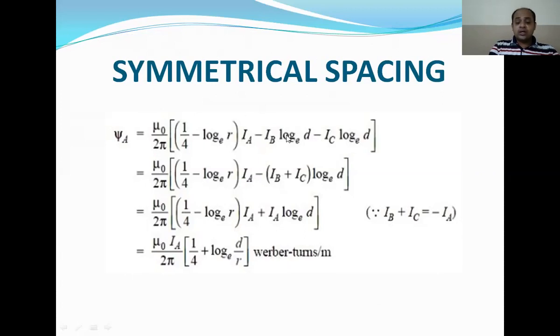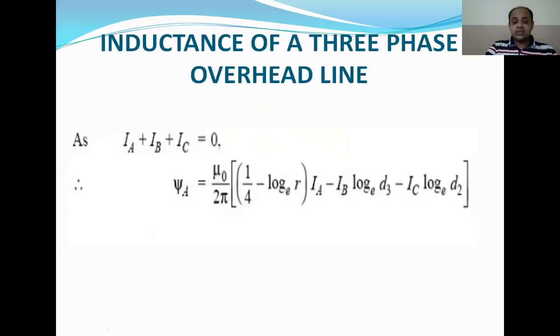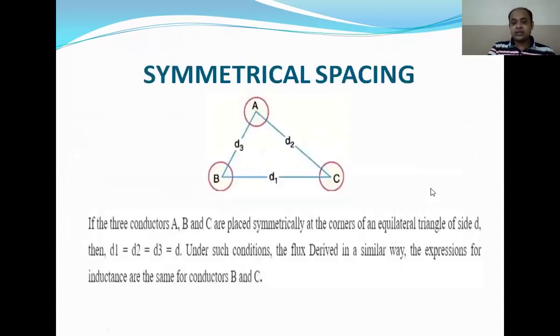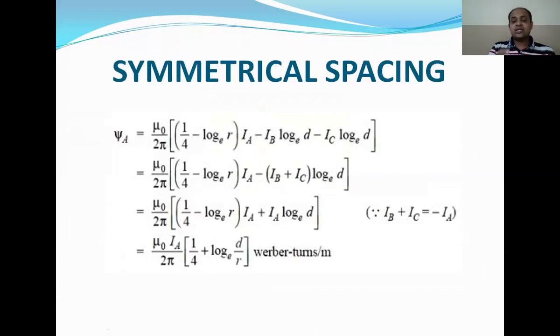So in the general equation, it was minus IB log D3 minus IC log D2 to the base e. But here for symmetrical spacing, we know that D2 equals D1 equals D3. So we put all D2, D3 here as D. For that reason, we can consider log D as a common part of IB plus IC. So we put here, from the equation IA plus IB plus IC equals 0, plus IA log D to the base e. Then finally, psi equals mu 0 IA by 2 pi into 1 by 4 plus log D by R to the base e Weber turns per meter.